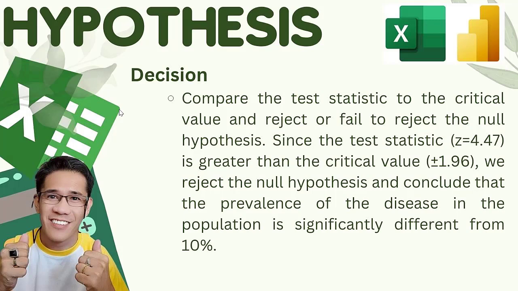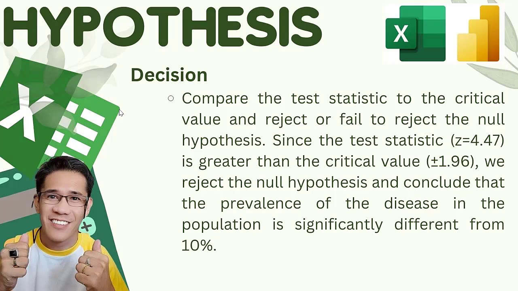So the area under the normal curve is at 0.4750, and that 0.4750 is at 1.96. Okay? So this means we reject the null hypothesis and conclude that the prevalence of the disease in the population is significantly different from 10%. Okay, so sa Tagalog, paano ko ba nakuha ang 1.96?